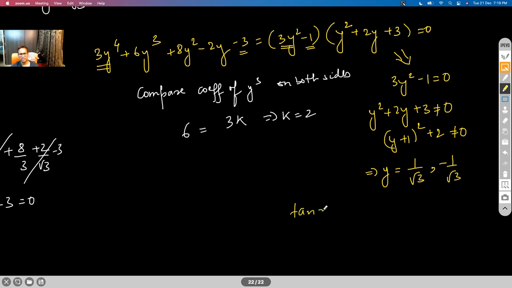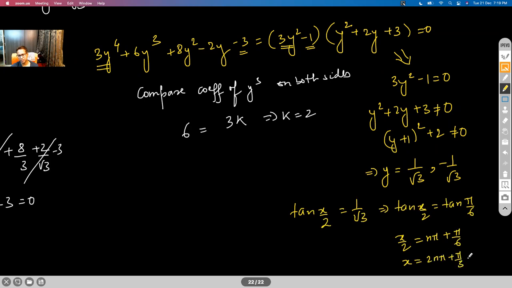So your tan x by 2 is going to be 1 by root 3. Let's write down the general solution. So tan x by 2 is tan pi by 6. So x by 2 is n pi plus pi by 6. So x is 2n pi plus pi by 3. Okay, n being an integer.